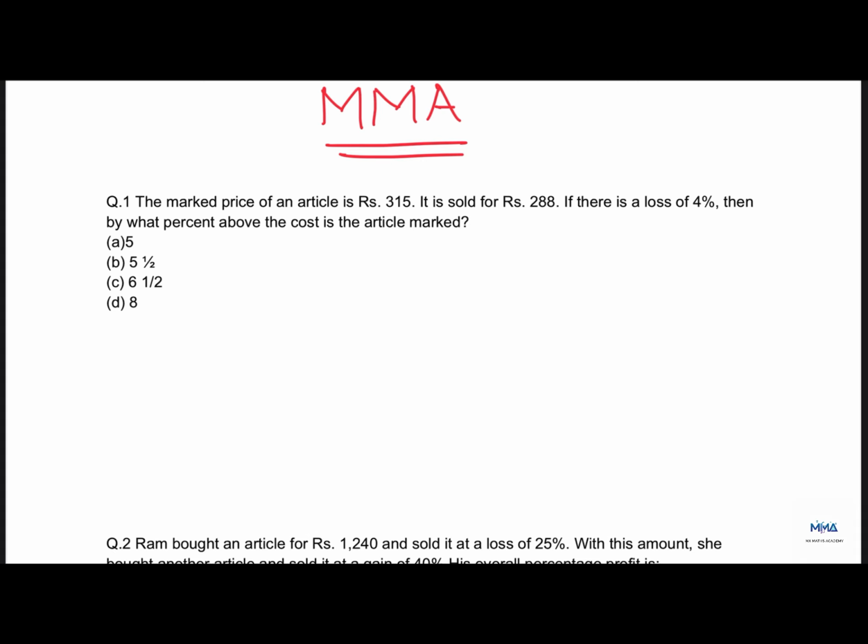The mark price of an article is 315. It is sold for 288. If there is a loss of 4%, then by what percentage above the cost is the article marked? Loss is 4%. So the ratio of CP to SP is going to be 25 to 24. This corresponds to 288, which is 12 times. So the CP is going to be 250 plus 50 is 300. Mark price is 15 above 300, which is basically 5%.